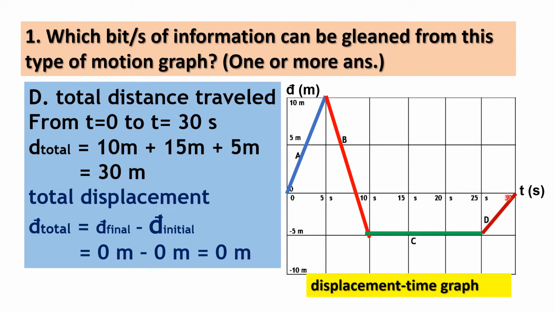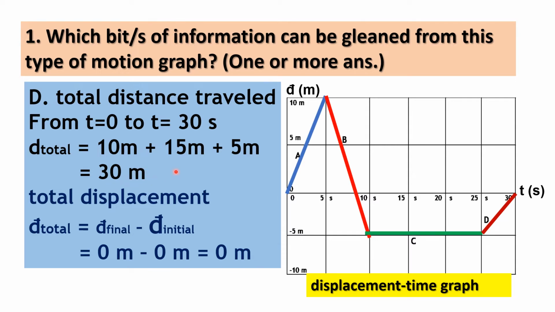So that leaves us only with the remaining graph line D, meaning from 25 seconds to 30 seconds. Let's count. It starts from -5 back to 0, disregarding the sign of the position. When you walk 5 meters back to 0, it means you are able to walk a distance of 5 meters. So we have here 5 meters for a total of 10 meters plus 15 meters plus 5, or a total of 30 meters.